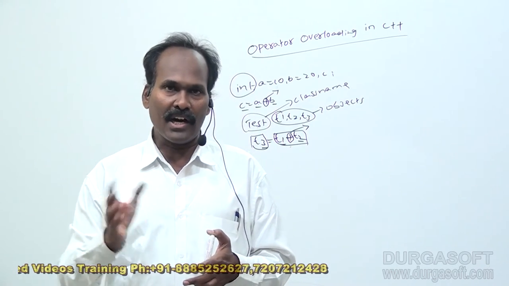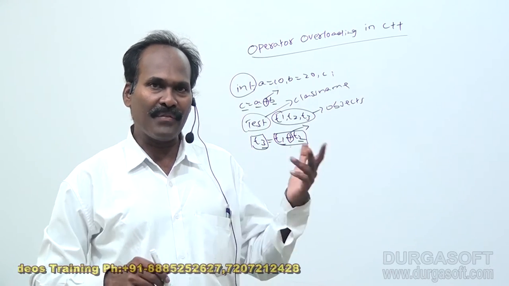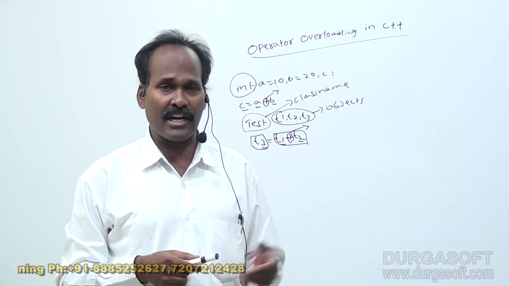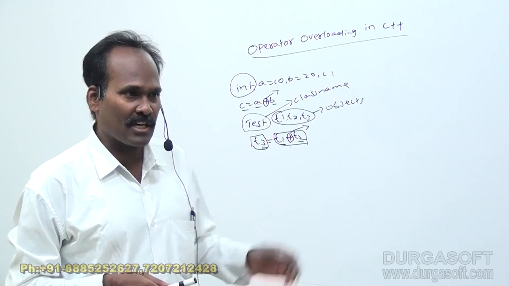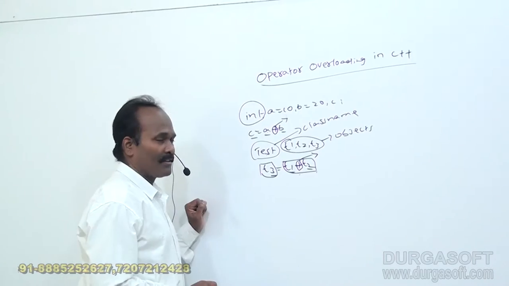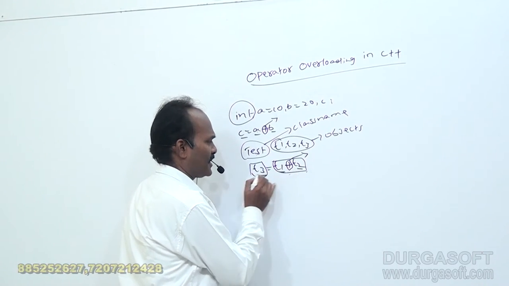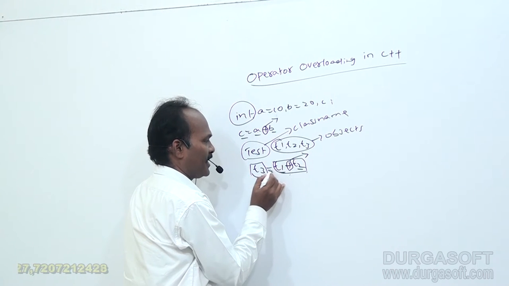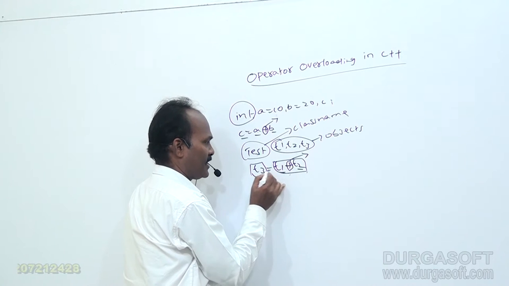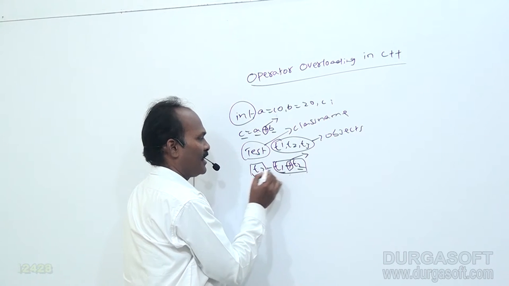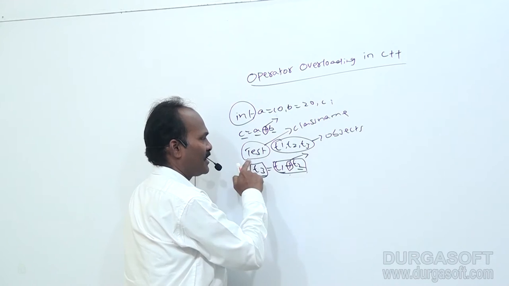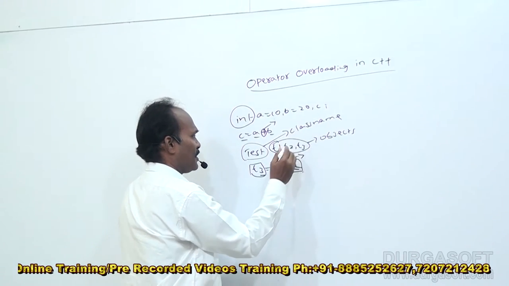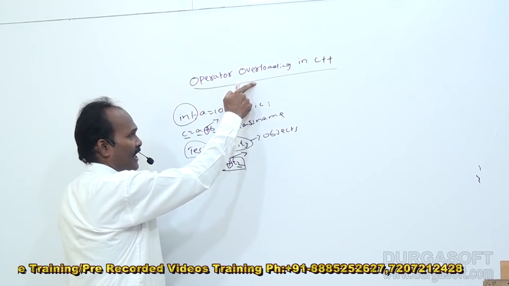That means using operator overloading in C++, I can use the existing operators of C++ for user-defined types. Already they work for predefined types, and I am giving some extra load to the operators. That is why this concept is known as operator overloading. Using this facility, I can make it possible: T3 equal to T1 plus T2, where T1, T2, T3 are objects and Test is the class name.